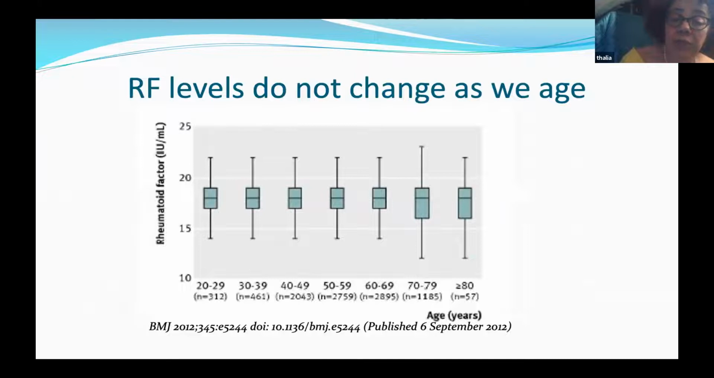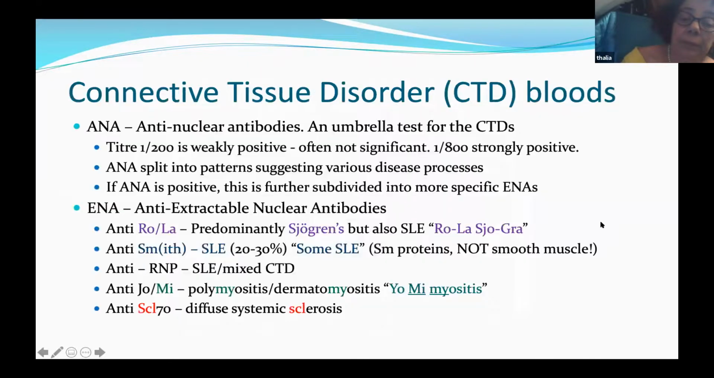Rheumatoid factor levels don't change with age. Another interesting graph. Connective tissue antibodies. This is the main purpose of the talk. What are these and what do they mean?